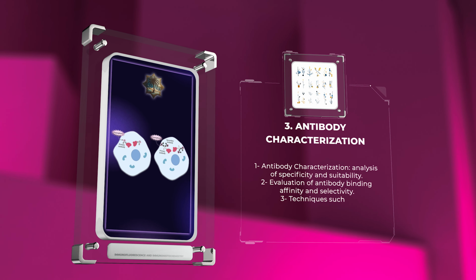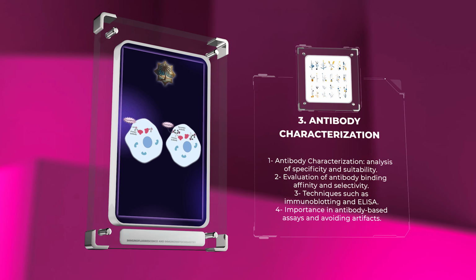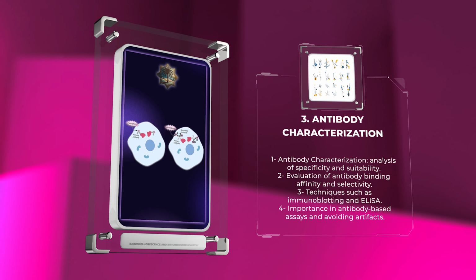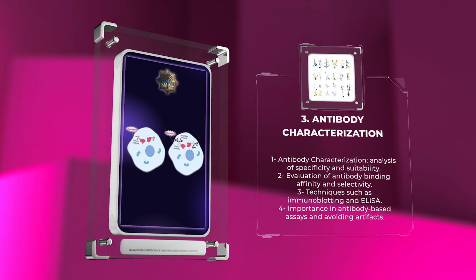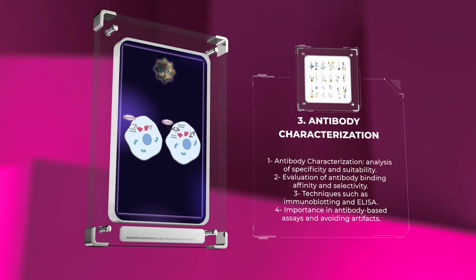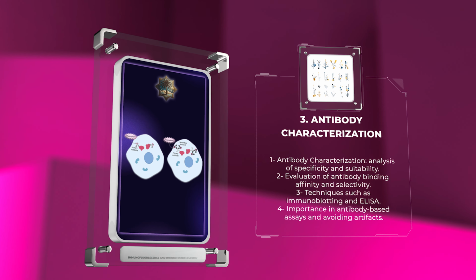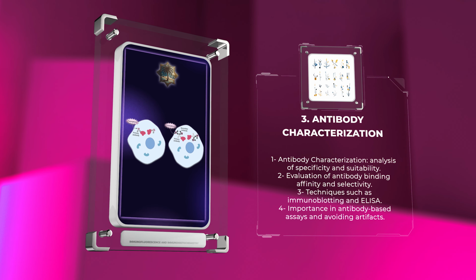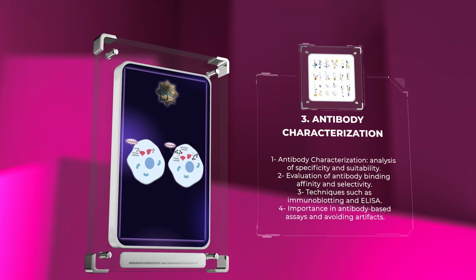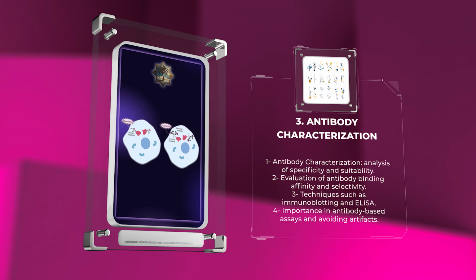Antibody characterization involves a comprehensive analysis of antibodies to ensure their specificity and suitability for experimental and clinical applications. It includes the evaluation of antibody binding affinity, selectivity, and validation through techniques such as immunoblotting, immunoprecipitation, and enzyme-linked immunosorbent assay, ELISA. Antibody characterization is vital to ensure reliable and reproducible results in various antibody-based assays, including immunofluorescence. This characterization helps in obtaining accurate data and avoids potential artifacts caused by nonspecific antibody bindings or cross-reactivity.